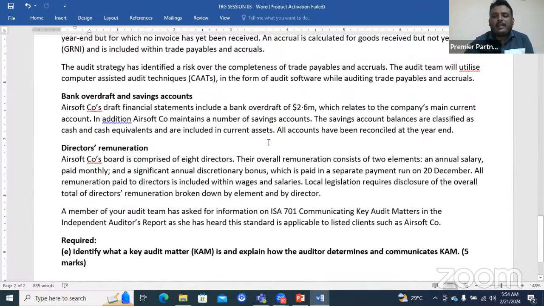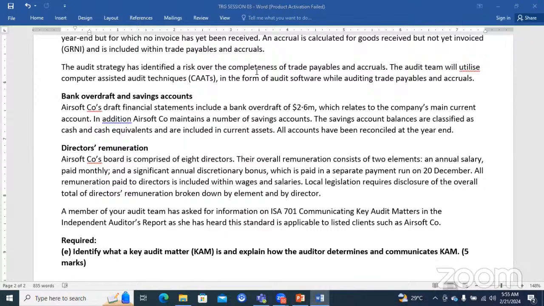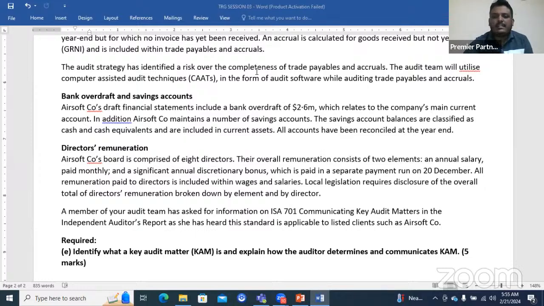I'll give 5 minutes. Do this question: identify the key audit matter. Do this question, a paragraph question. Try this out, then I'll explain. Type your answers in the chat box, then we'll discuss this. I told you about the emphasis of matter paragraph, key audit matter paragraph, and other information. These 3 paragraphs are very, very important. Okay. Do this question, then I'll explain.